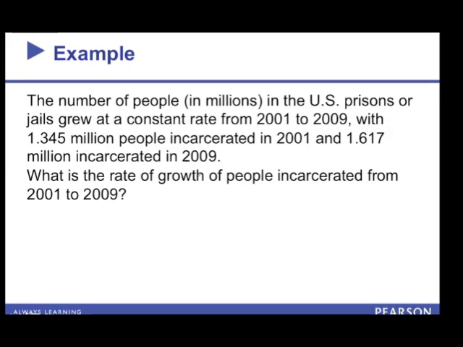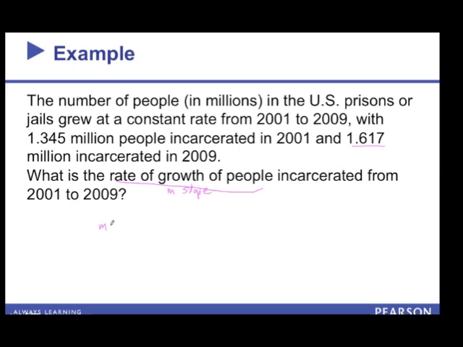The number of people in millions in United States prisons and jails grew at a constant rate from 2001 to 2009, with 1.345 million people incarcerated in 2001 and 1.617 million incarcerated in 2009. What is the rate of growth of the people in prison? The rate of growth, that basically is m, or the slope of the line. So the years are the x's and the millions of people are the y's.